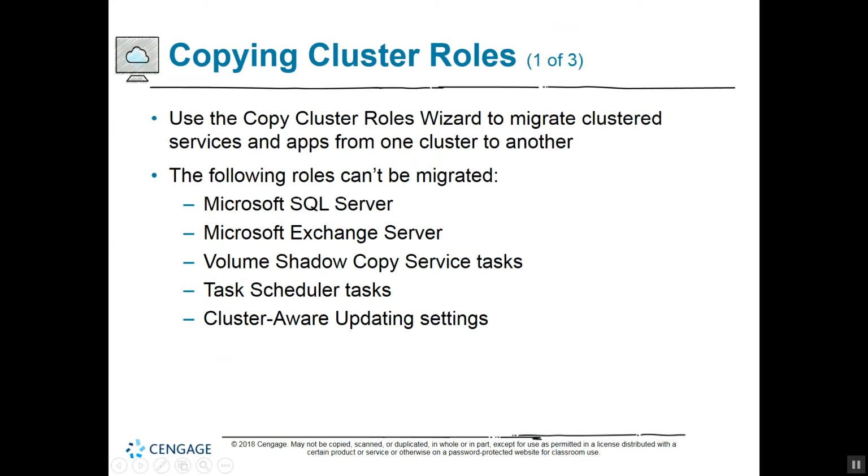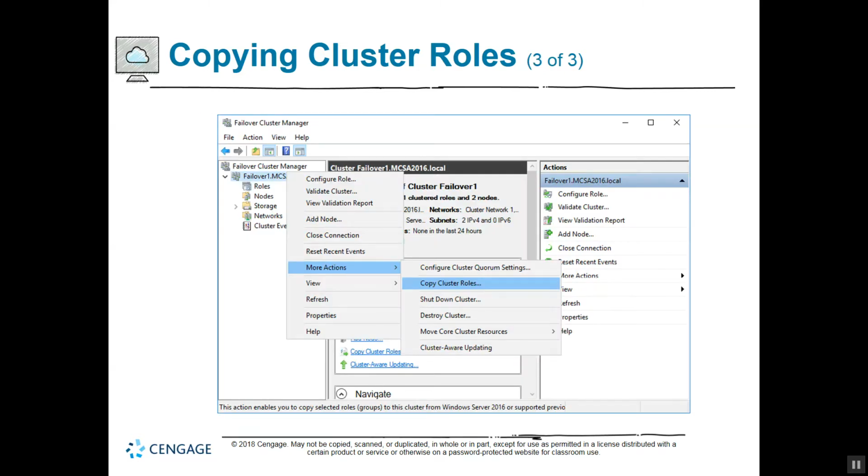All right. So to use the Copy Cluster Roles wizard to migrate clustered services and apps from one cluster to another, there's certain things that you cannot migrate. You can't migrate SQL Server. You can't migrate Exchange Server. You can't migrate Volume Shadow Copy Service Tasks, Task Scheduler, or Cluster Aware Updating Settings. Right? That's just not going to happen. We can't update those. Now, here's our more actions, copy cluster roles.